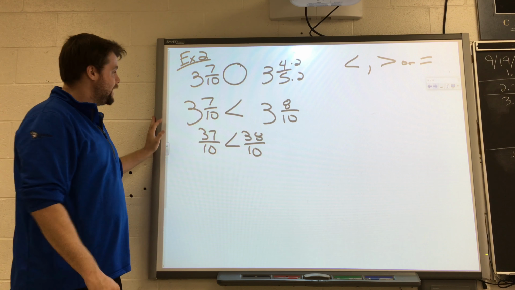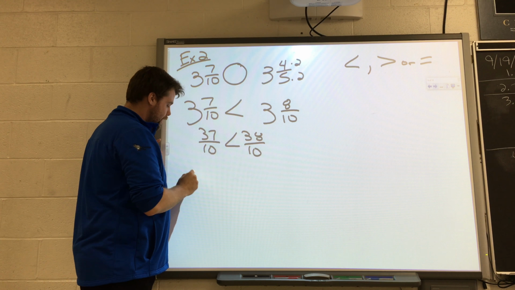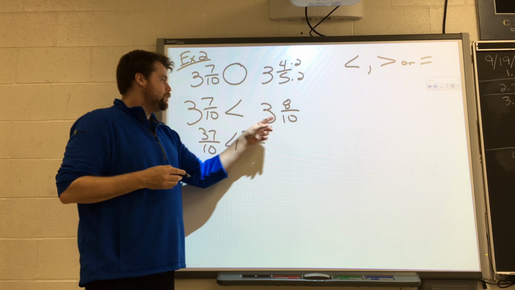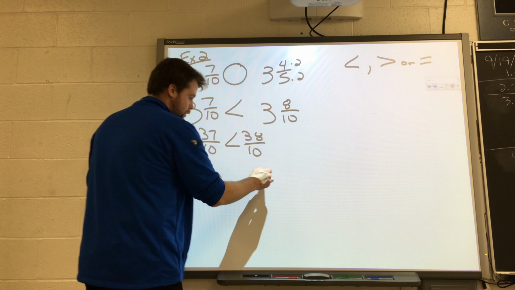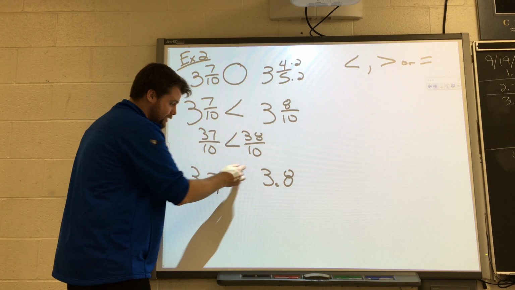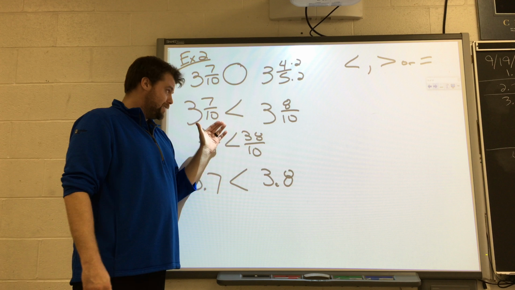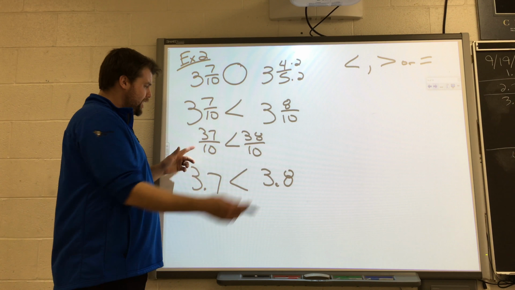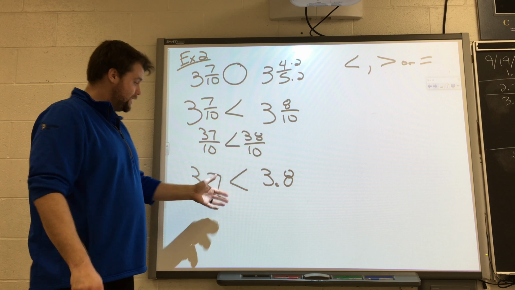Again, you could also change these to decimals. 7 over 10, if you figure out how many times 10 goes into 7, it's actually 0.7, so that's 3.7. And if you change this to a decimal, 8 over 10, 10 goes into 8 0.8 times. You still get 3.8. 3.8 is still the greater value, or 3.7 is still the lesser value. So either way you look at it, if you convert them to mixed numbers with the same denominators like I did in the first place, it's less than. If I change them to improper fractions, this value is still less than. Or if I change them strictly to decimals, this is still less than.